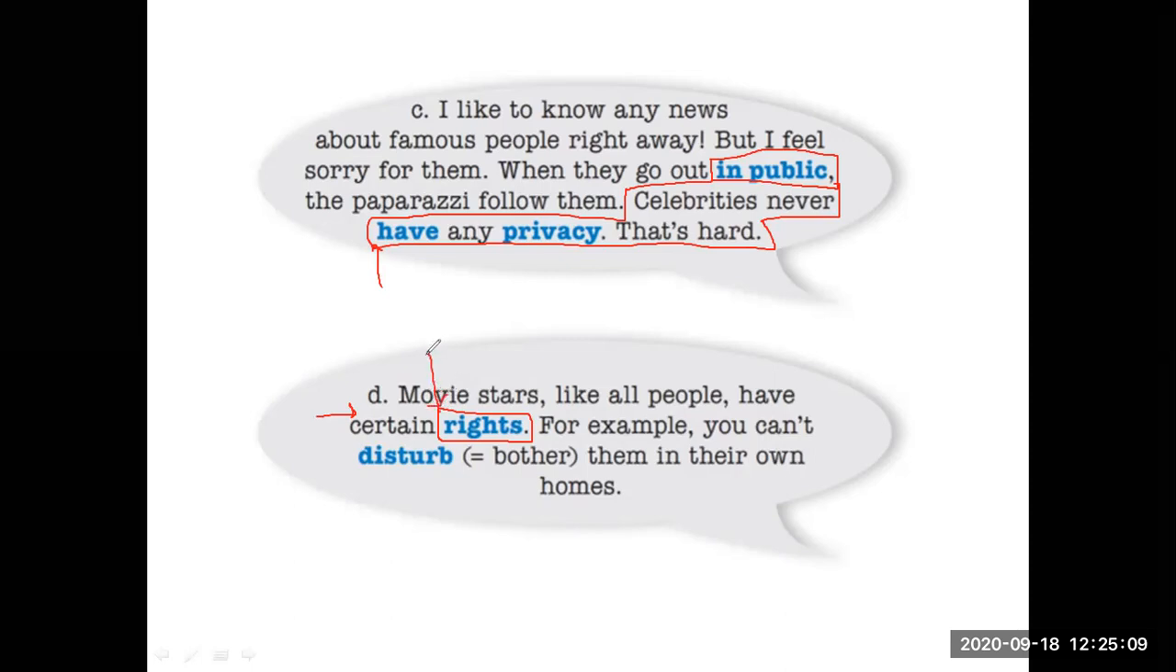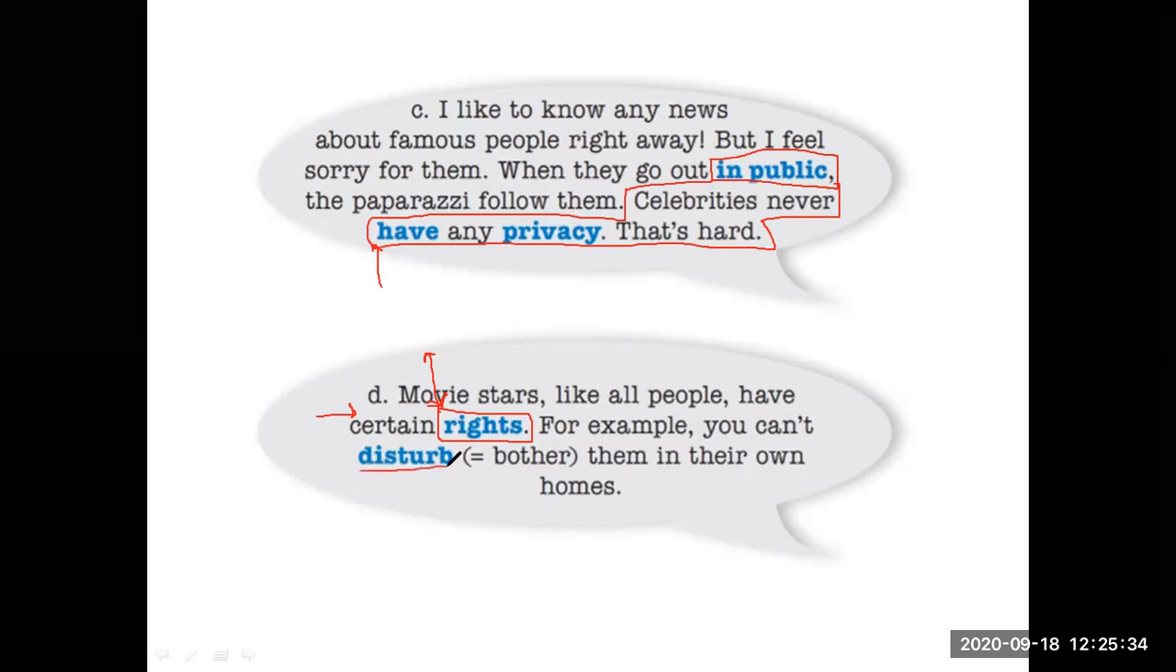I don't think they have the same right that we have, because we have the right of our privacy. But as they are famous, very well-known people, most of the time we don't respect their privacy. That is the right.